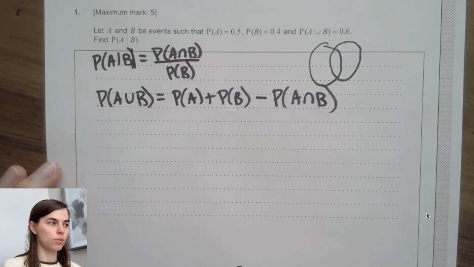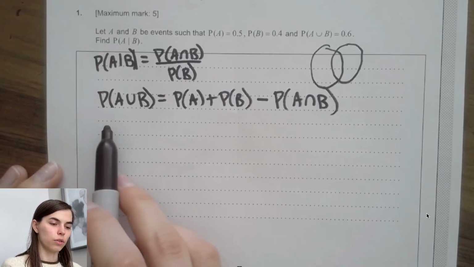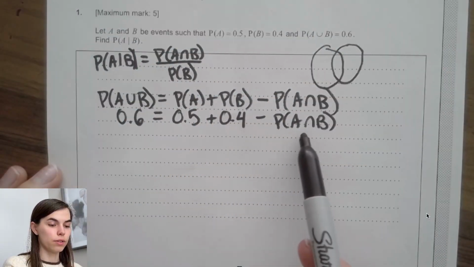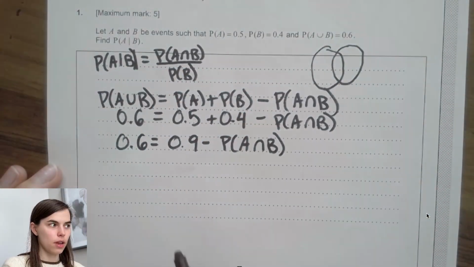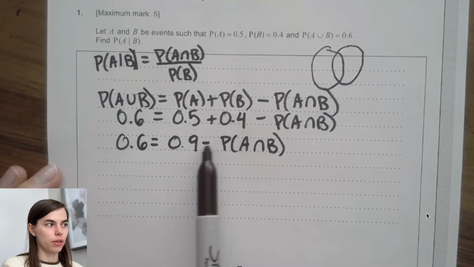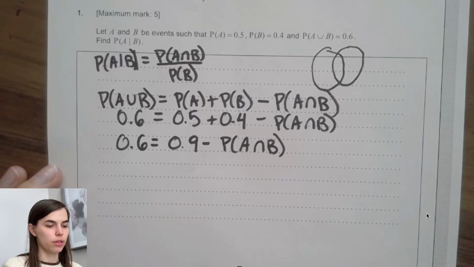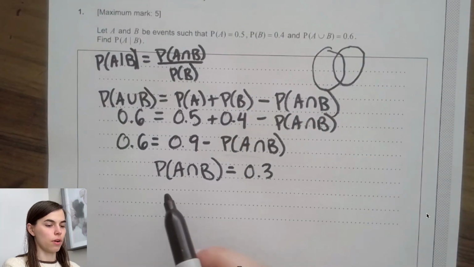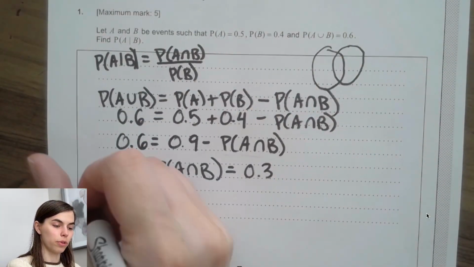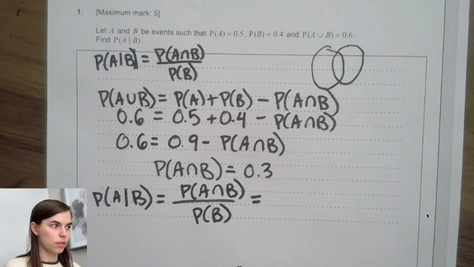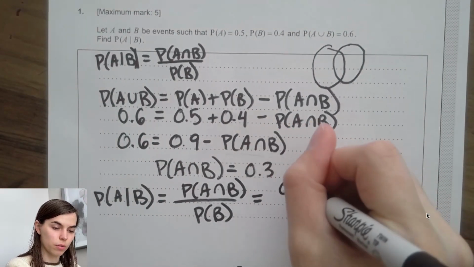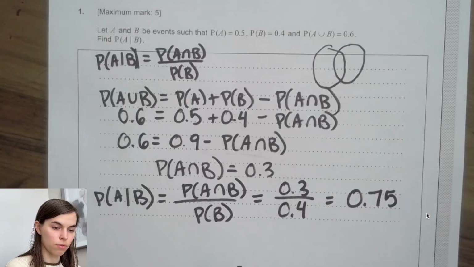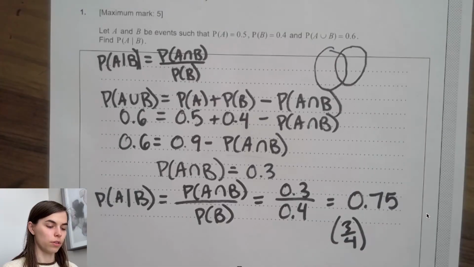We have this, we have this, we have this. We can just plug everything in and find our answers. So P of A union B. Now we can solve for this. If we want to get 0.6 and we have 0.9 minus a number to get 0.6, we know that this right here must be 0.3. Now that we have our A intersect B, we can go back to this formula and substitute everything in, which is 0.3 on top and 0.4 on the bottom, and this is going to give us 0.75 or 3/4. All right, so there's our final answer.